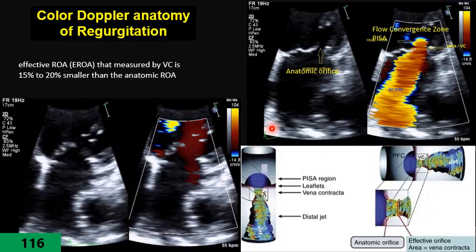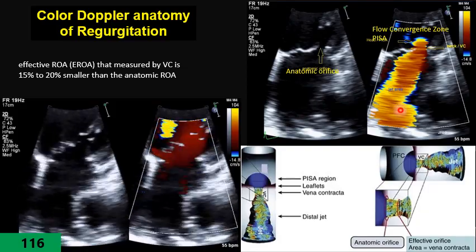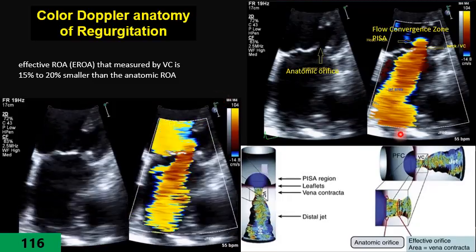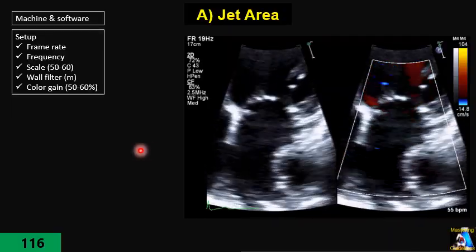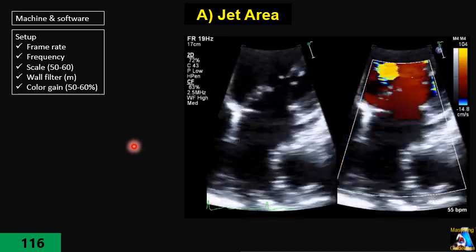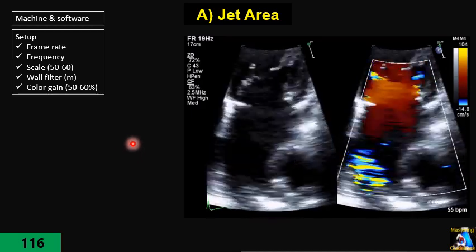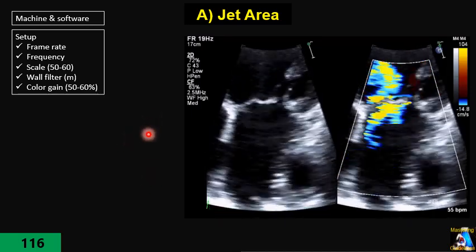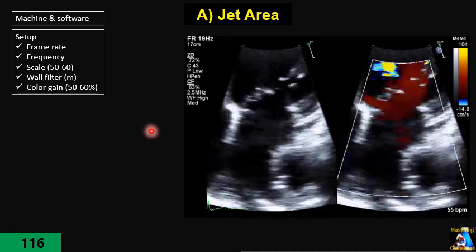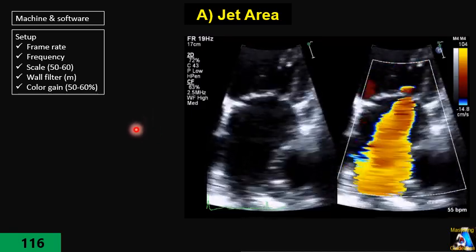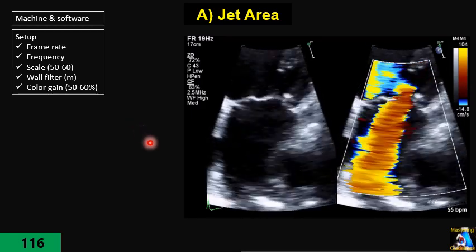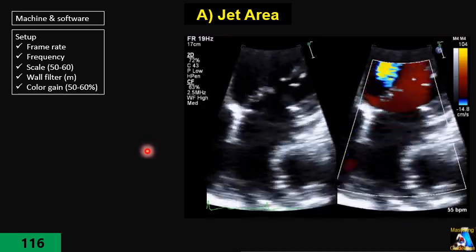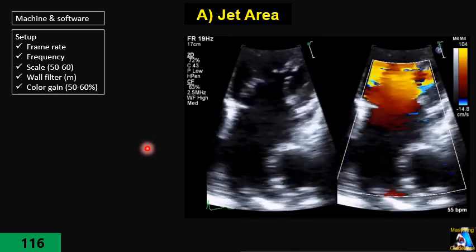Now let's start with the jet area and how we evaluate mitral regurgitation based on it. One of the easiest techniques for grading mitral regurgitation is the jet area method. Even though this is very easy and you can do it in a few seconds, unfortunately in many situations it is not reliable, and we have to keep those situations and conditions in mind and bring them into our conclusion.